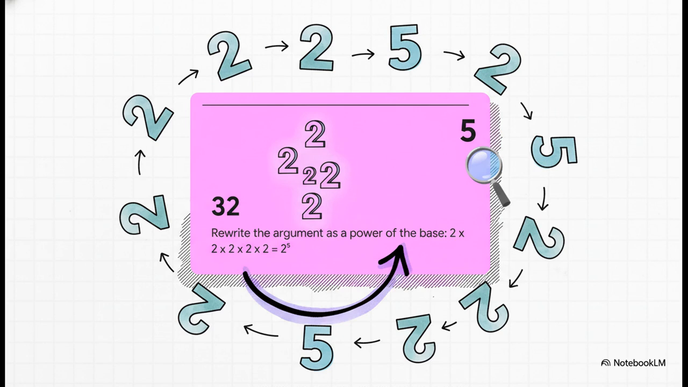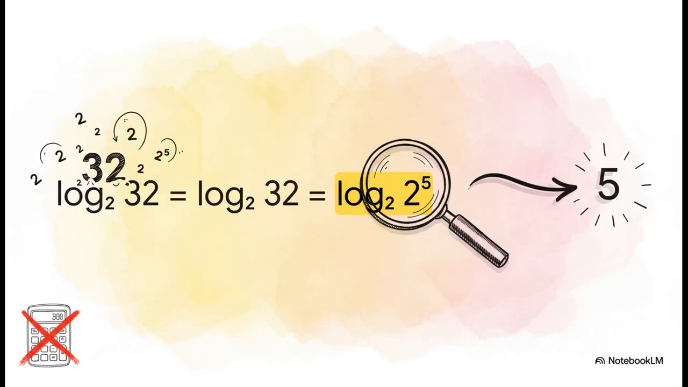Let's count it out on our fingers if we have to. 2 times 2 is 4, then 8, 16, 32. Yep, that's 5 times. So 32 is just another way of saying 2 to the 5th power. And since we rewrote 32 as 2 to the power of 5, the answer is just that exponent. It's 5. See? No calculator needed at all.